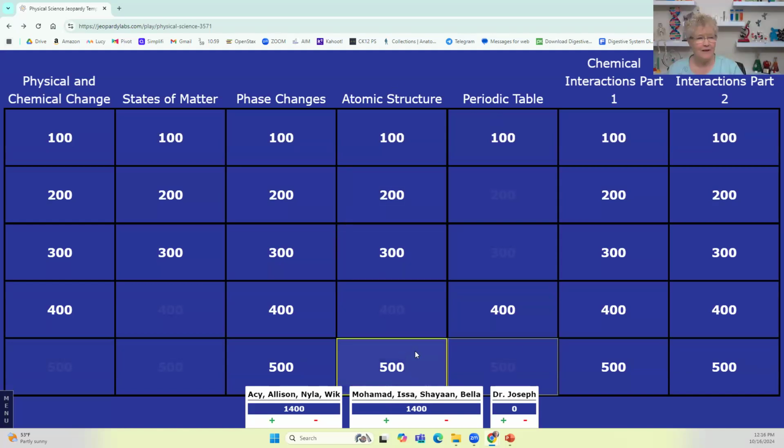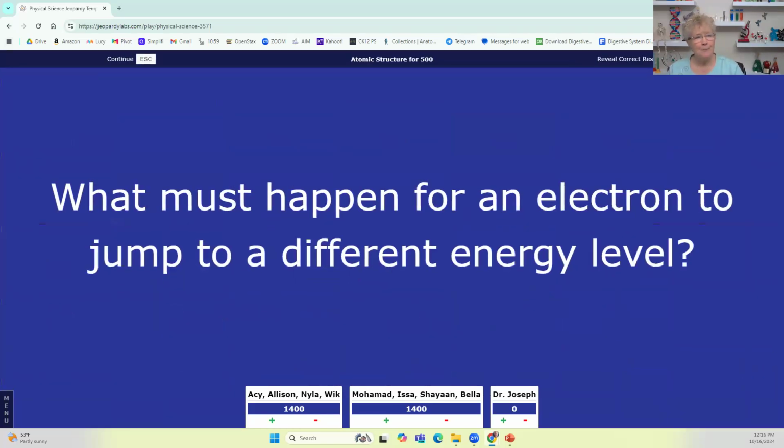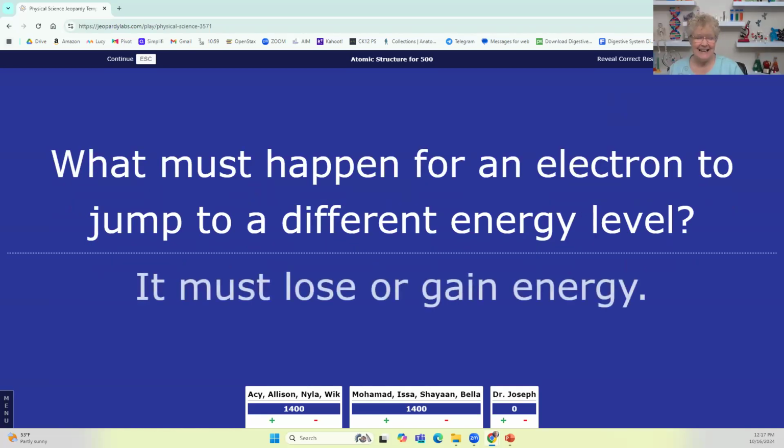What must happen for an electron to jump to a different energy level? The electron has to gain energy. Yep, it has to gain energy or lose energy. Exactly. It has to gain energy to jump to a higher level. It has to lose energy to jump to a lower level. All right, so that was Cheyenne for 500.